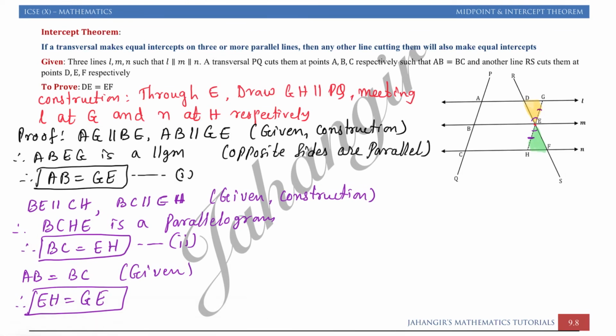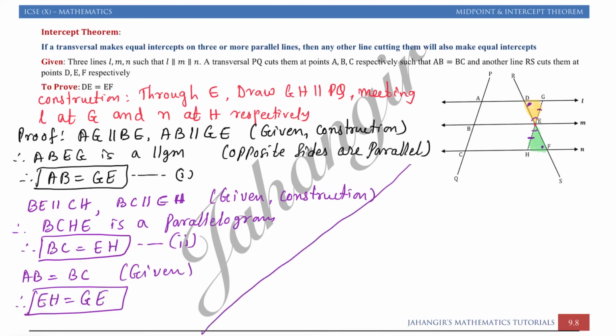This and this are vertically opposite angles. GE is equal to EH, and we can say this and this are alternate angles because of the parallel lines. So by either angle side angle or side angle side, I will take this. So we can say angle side.